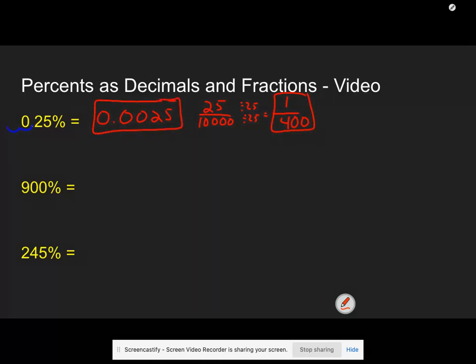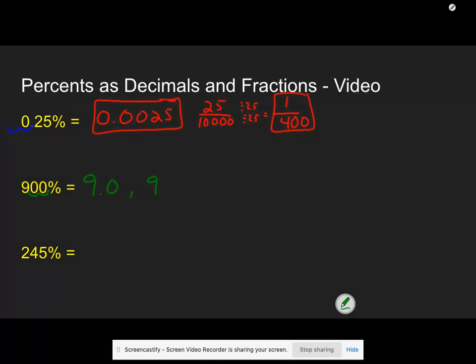Going on to the next one, I'm given 900%. So if I move my decimal point 2 places, 1, 2, I get 9. And I mean, if you wanted to put 0.0, you could. And then, my fraction is just 9. So even though it says you need to write a fraction, you may not have to because there might not actually be a fraction of a part there, or a fraction of a whole.